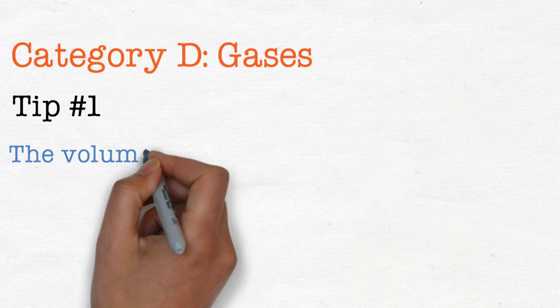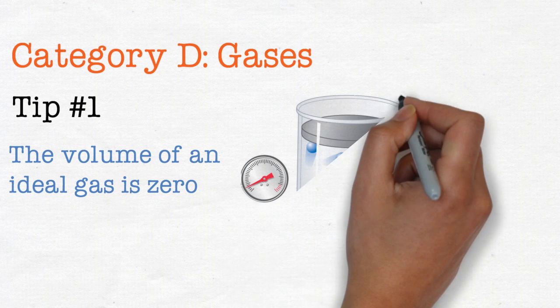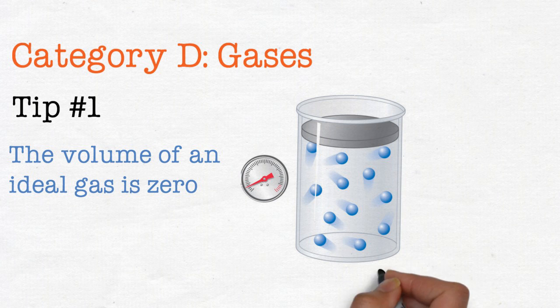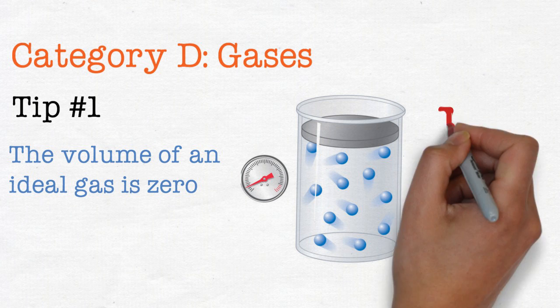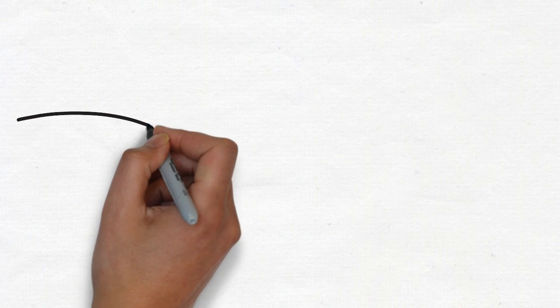Category D, gases. Tip number 1. The volume of an ideal gas is 0. We can see here in a container, it would be 0. But the actual answer is that the molecules themselves have a volume of 0. The container still has a volume.